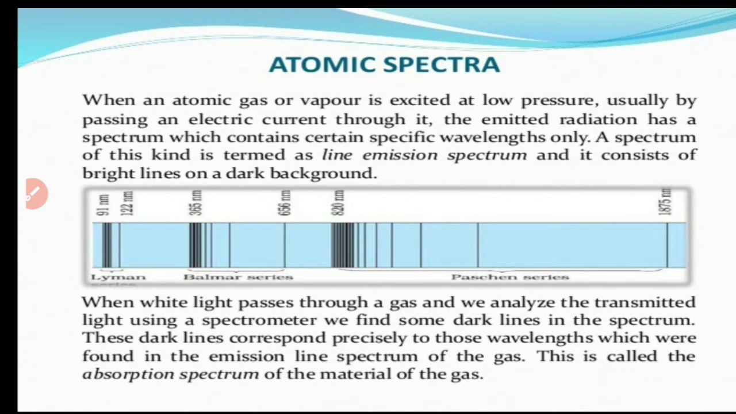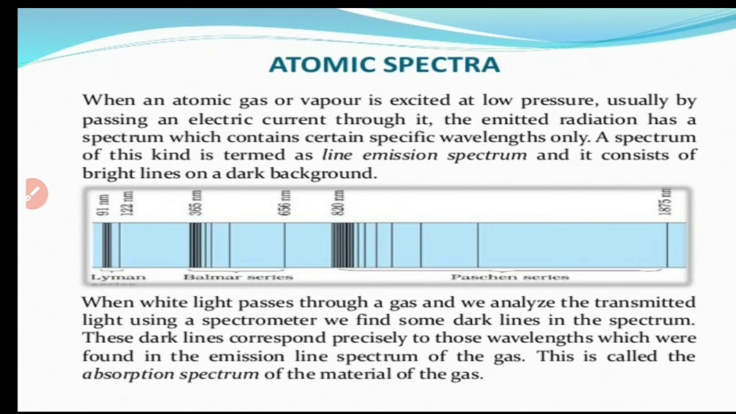What is meant by absorption spectrum? It is this: when white light passes through a gas. White light means it has got several colors, that means several wavelengths are there, and we analyze the transmitted light. So a group of wavelengths or a group of frequencies is fed to a system, and the outcoming light is analyzed through a spectrometer. So it is seen that we can observe some dark lines in the spectrum.